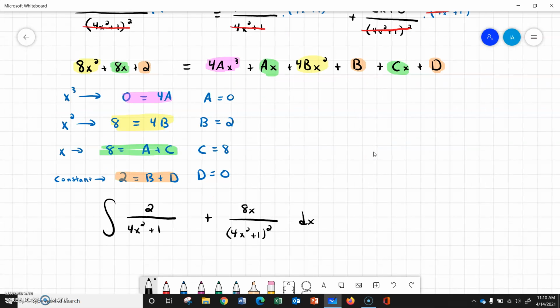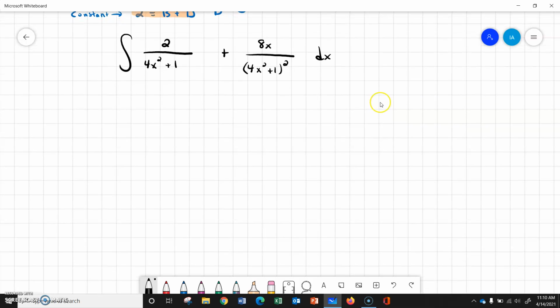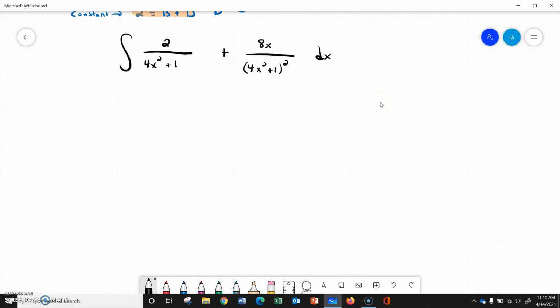All right, let's slide up so we've got room. So let's separate this into two things and work through them. So 2 over 4x squared plus 1 dx, and then separately 8x over 4x squared plus 1 quantity squared dx. So we've got two things to integrate, so let's see.